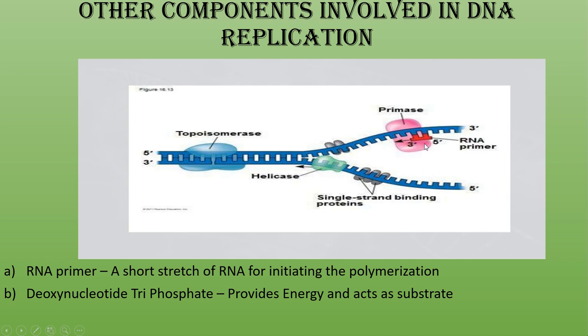So it occurs in 5' to 3' direction. Note the direction. So in the mechanism of replication, addition of nucleotides always occurs in 5' to 3' direction like this. Right? And the another component is called deoxynucleotide triphosphate, dNTP. It provides the energy for the mechanism of DNA replication and also acts as substrate.